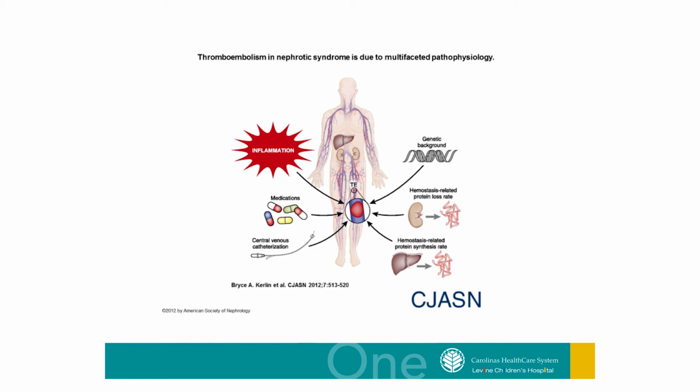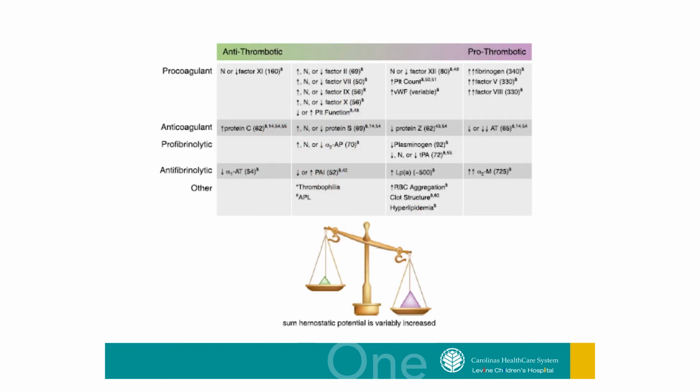Some are lost through the urine, the liver is jazzed up trying to make more, and so it sets up this nice milieu that makes it a great area for thrombosis. And this is just showing that scale. It gets tipped out of balance to be more procoagulant than anticoagulant.